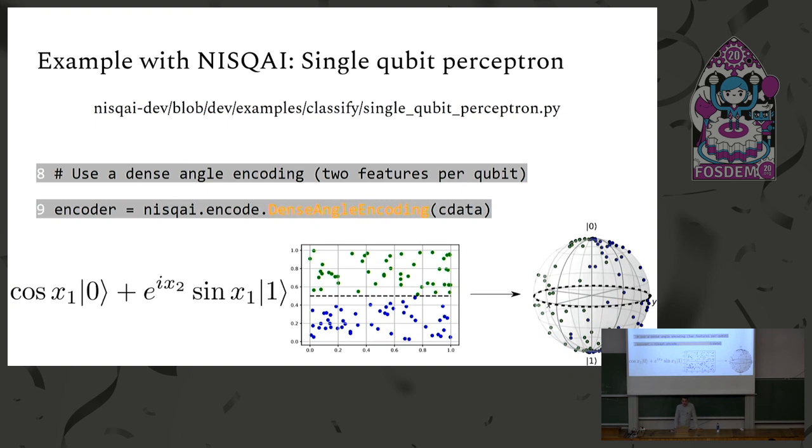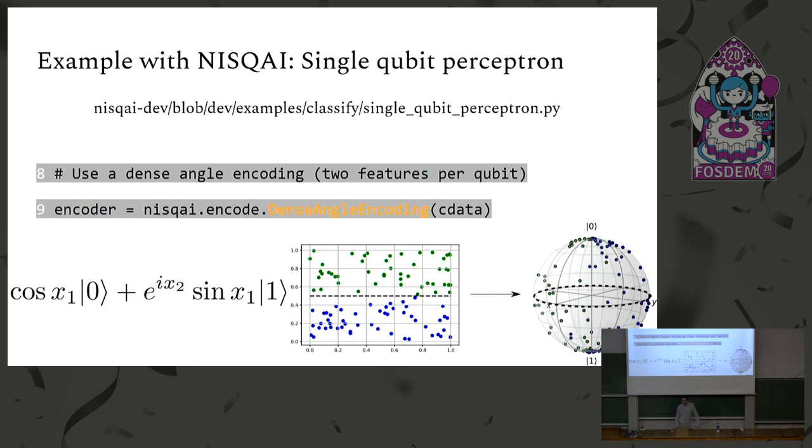So here's the point where we get to the encoder. The encoding that we use here is one example of several that we have in the library. This is what we call the dense angle encoding. So the dense angle encoding maps two features into a single qubit. So here the features are x1 and x2, and they get mapped into the qubit written in the lower left, as shown. And then on the lower right is this graphical representation of what's happening. So you're taking data that lies in the unit square. This is classical data. And then you're putting it on the surface of the Bloch sphere on our qubit here.